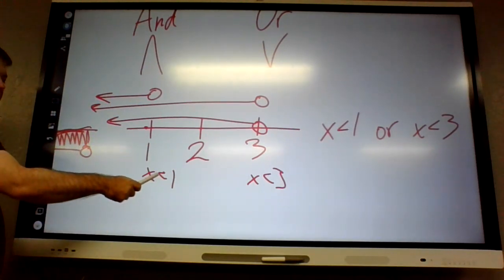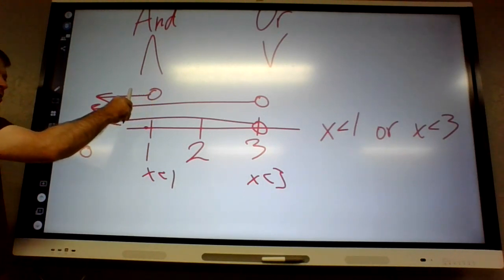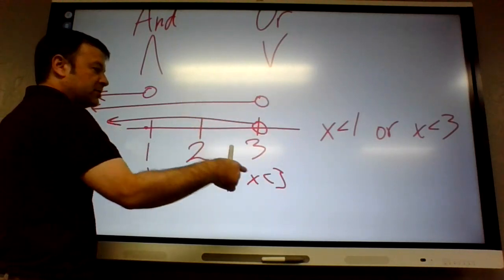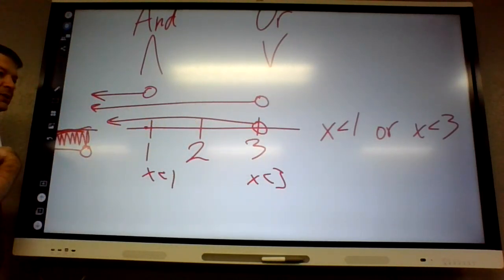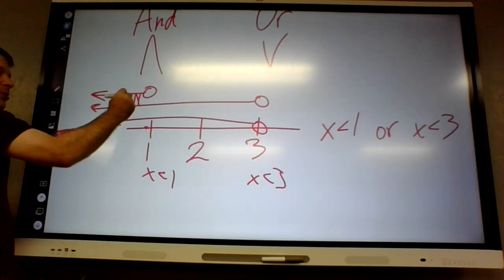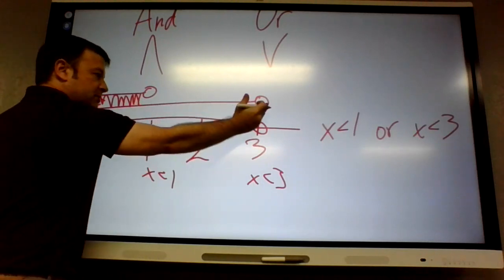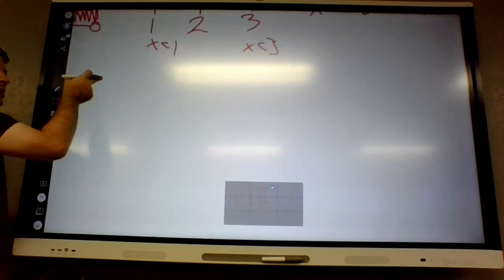So the "and" is more exclusive, and it only works where they're both at. And the "or" is like inclusive, like everybody's welcome. So it starts all the way back here. Does that make sense? Yeah. So the "and" is only where they're both at, like in this region, and the "or" is where either of them are at. That's part of the answer. All right, that's case number 1.